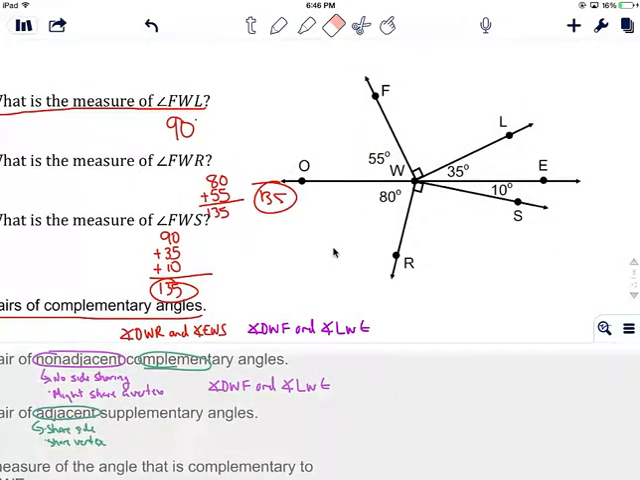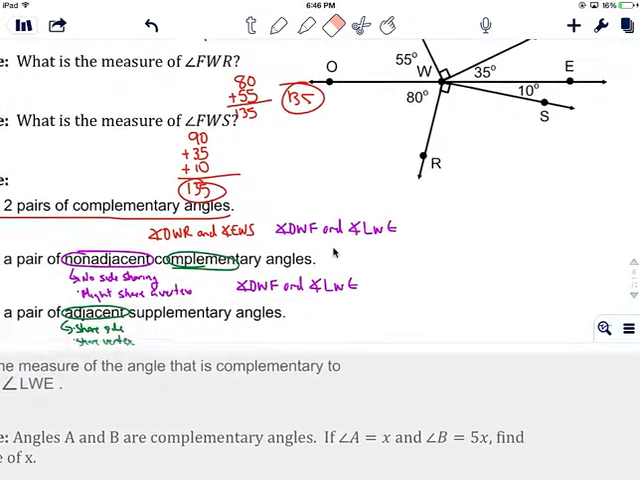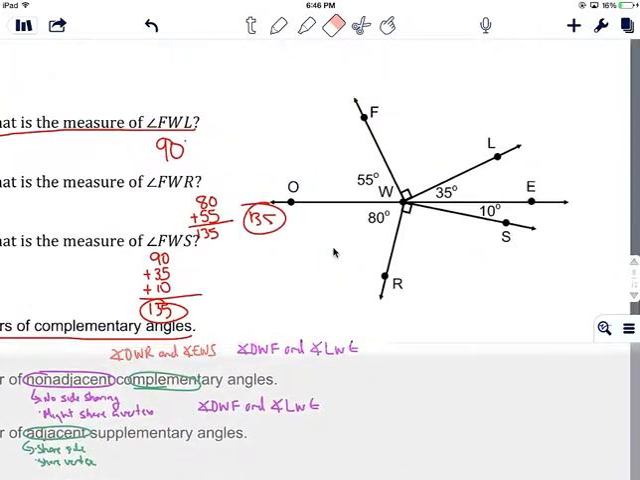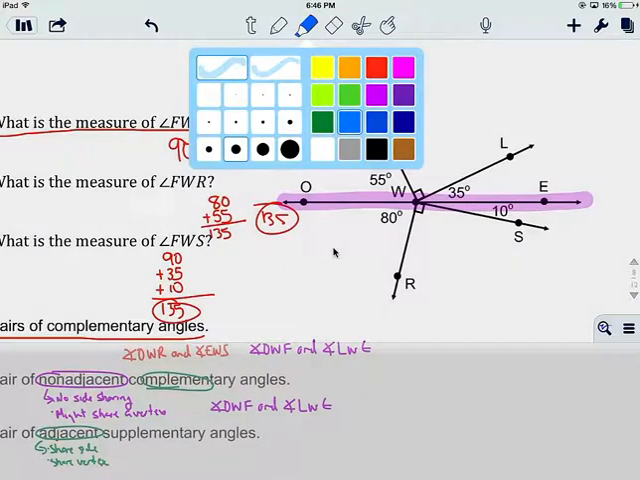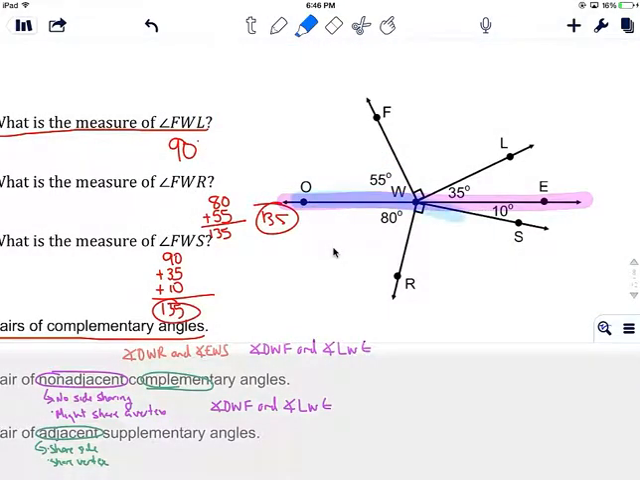All right. Okay, well, if they have to be supplementary, that means they have to add up to 180. So the two sides, I know, have to add up to be a straight line. And the only straight line in the picture is line OE. All right, so let's pick this apart. I can say OWS is one angle, and then the second angle could be SWE. Right? They're both adjacent. They share the side, WS, and they both have W as their vertex. So those are adjacent angles. Let's write those down.